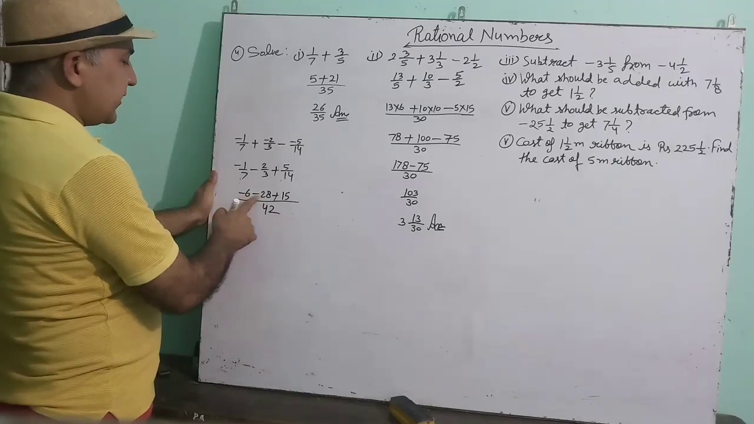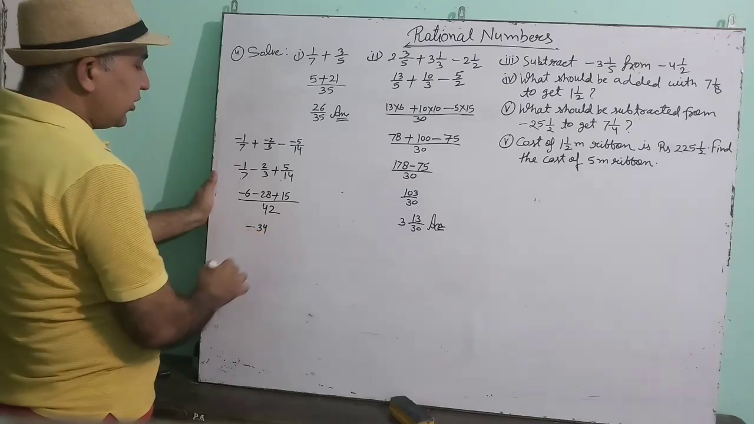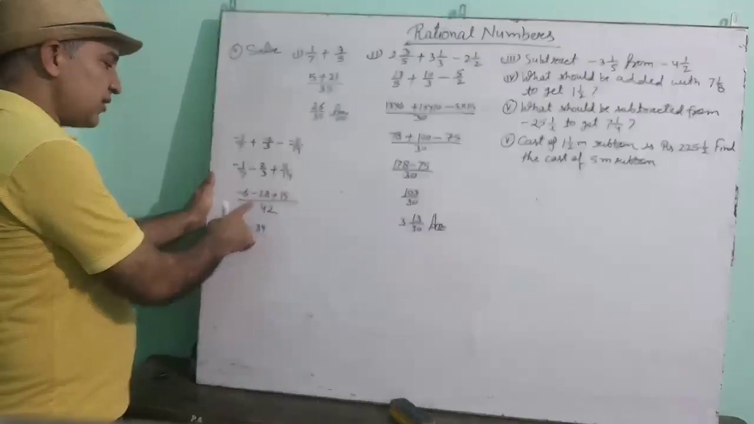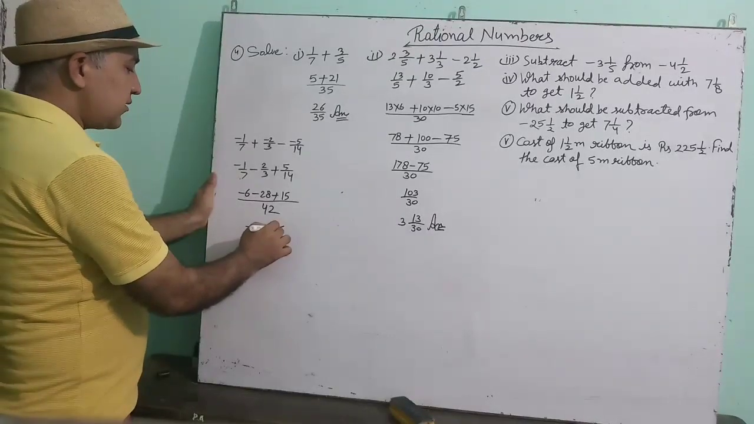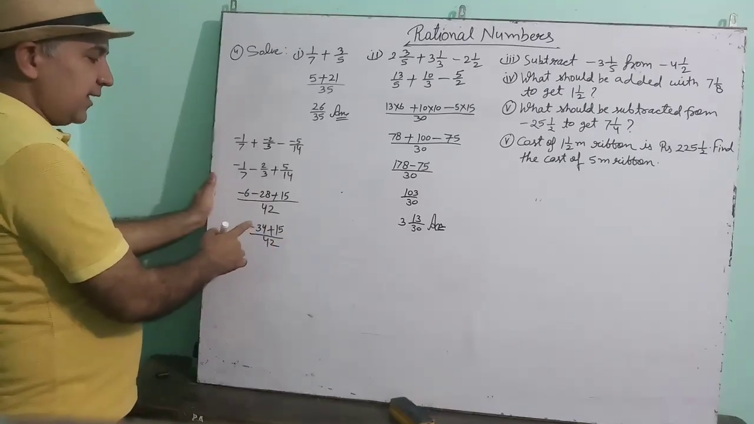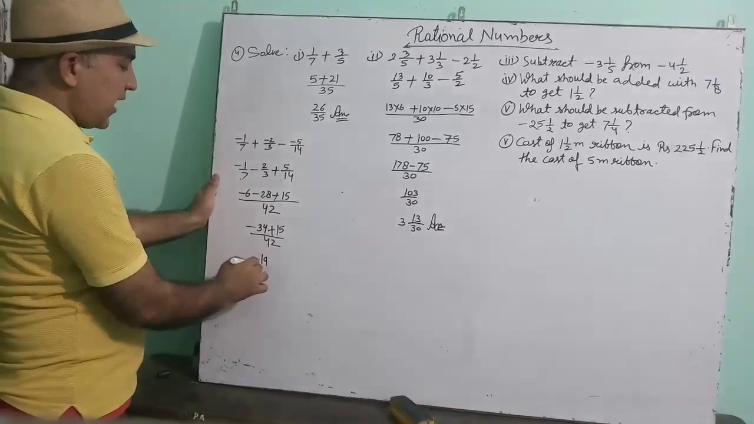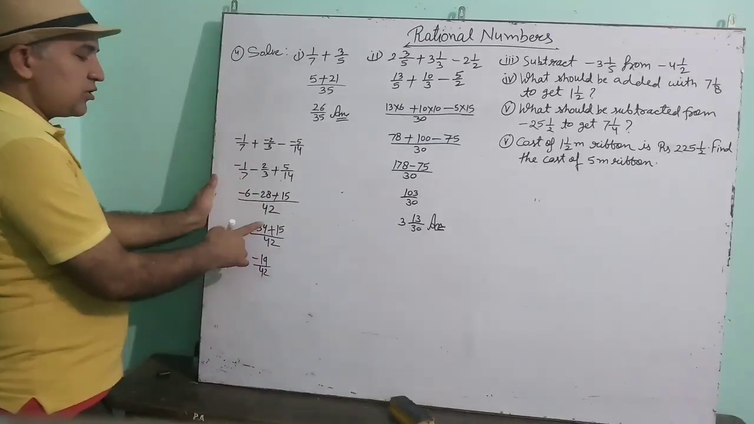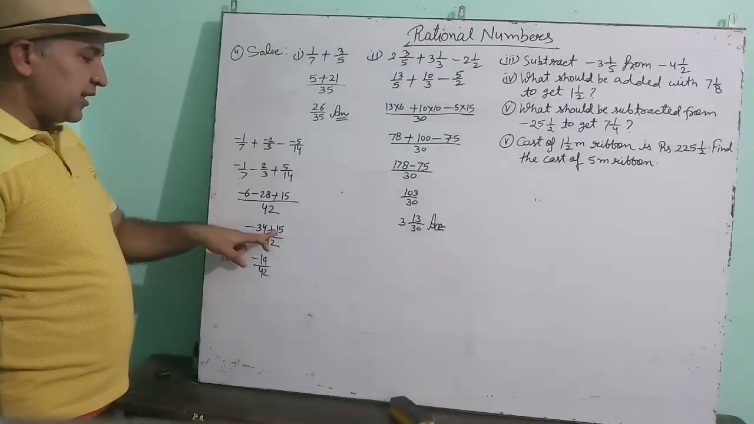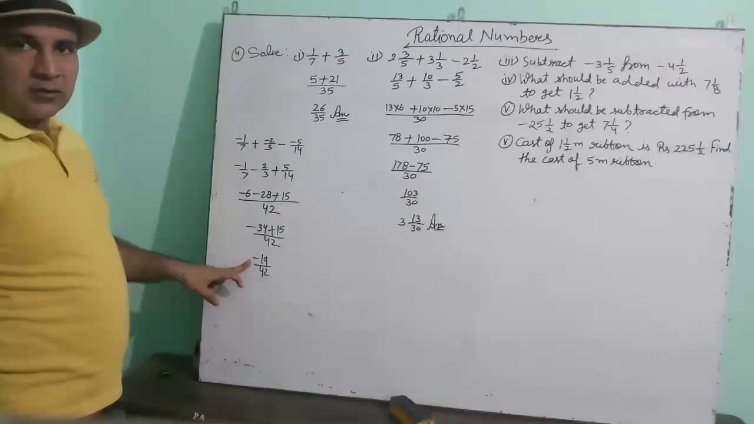Minus 6 minus 28. Both have the similar sign, so the numbers will be added. It will become 34 because 28 plus 6 is 34. But the sign will be negative because the larger number is negative. Plus 15 upon 42. Now both the numbers have opposite, unlike signs. So it will be subtracted. So you will get minus 19 because 34 minus 15 is 19. And since 34 is greater than 15, that is why the sign of 34 is carried to the answer also.